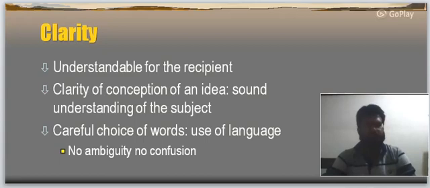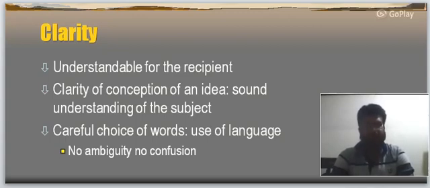The next point is clarity. Your communication must possess clarity. Now, clarity can be achieved in communication in various ways. First thing is, your ideas, your discussion, your presentation should be easily understandable for the listeners. You should try to make your ideas as accessible, as easily understandable as possible.